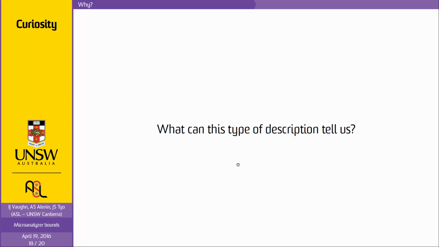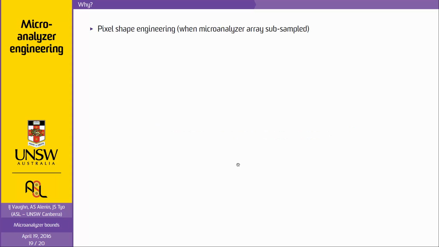Why did we ask this question? The first answer is curiosity. Matthew Kapinski asked this question and we did not know the answer, so we attempted to answer it. What can this type of description tell us? Well, it gave us an intuitive way to describe the delta function shape and delta function layout given the parameters of how many superpixels or unit cells you have, the geometry of the superpixel or unit cell itself, and the analyzer layout within that superpixel. This gives you a complete channel structure for a two-dimensional array.